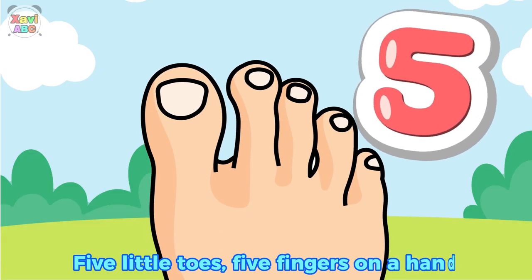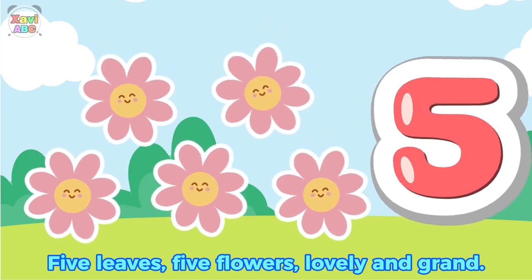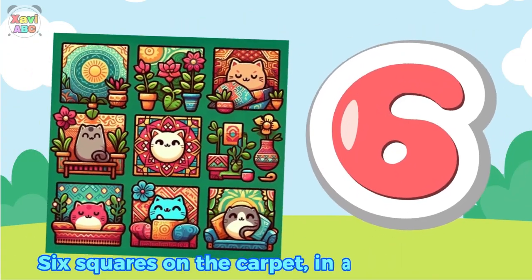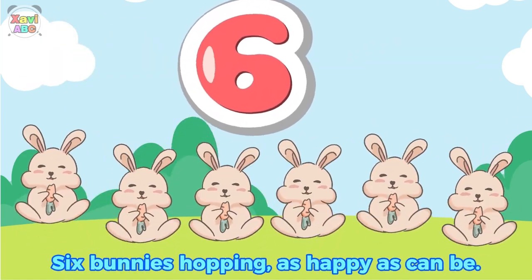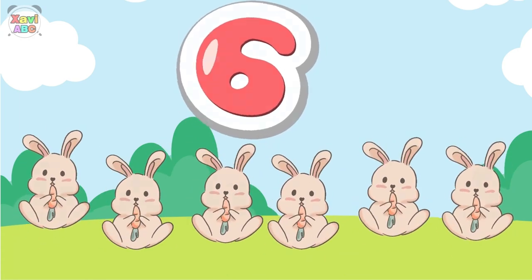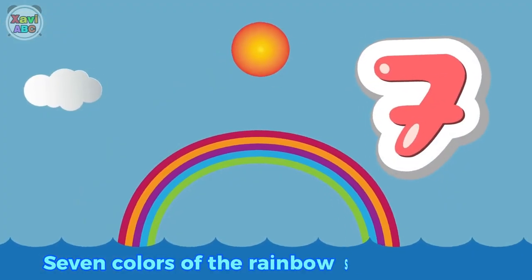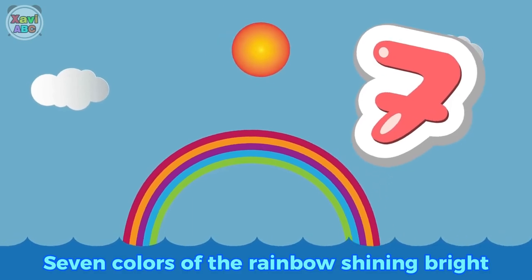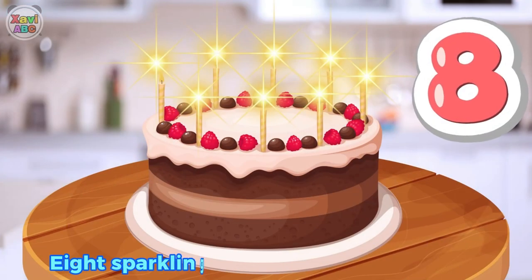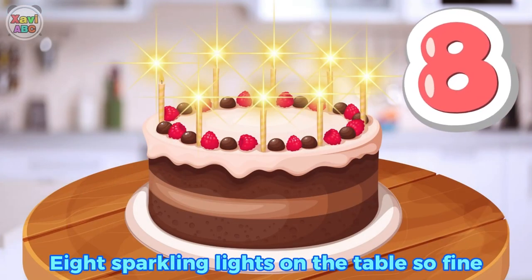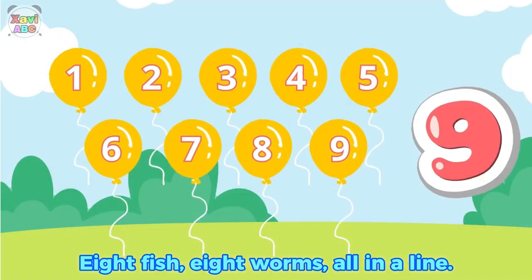Five little toes, five fingers on a hand. Five leaves, five flowers, lovely and grand. Six squares on the carpet, in a playful spree. Six bunnies hopping, as happy as can be. Seven colors of the rainbow shining bright. Seven steps each one, a dreamy flight. Sparkling lights on the table, so fine. Eight fish, eight worms, all in a line.